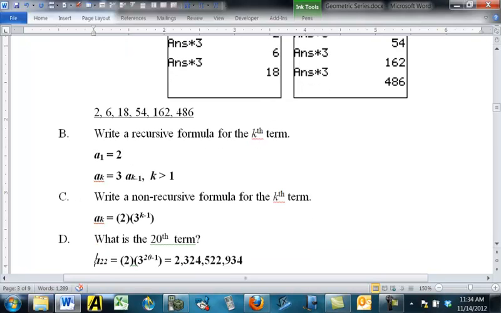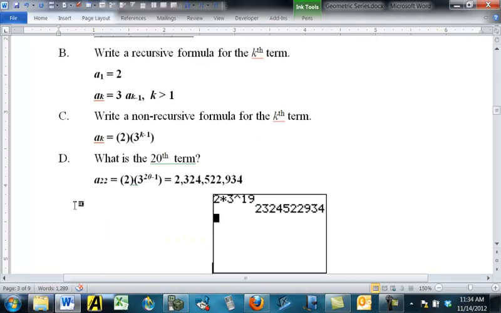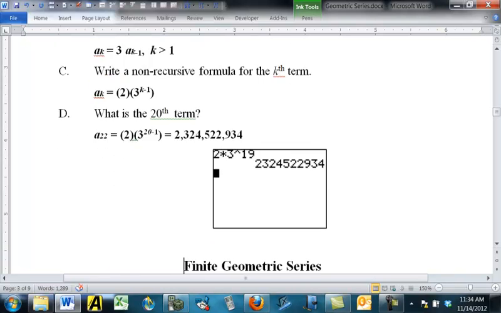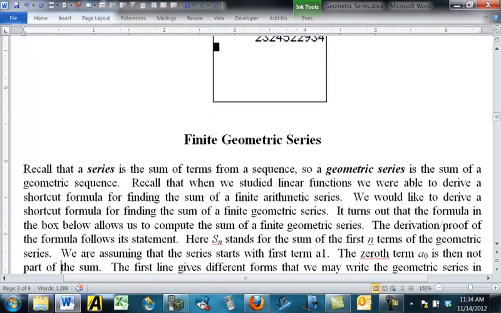So the 20th term, plug in 20 for k, that's going to be 2 times 3 to the 19th power, which I did on a calculator here, and got this. I could have done that by hand, but it would take me quite a while to keep multiplying by 3 19 times. So the calculator was a pretty nice welcome shortcut there. Alright, so all that's review.